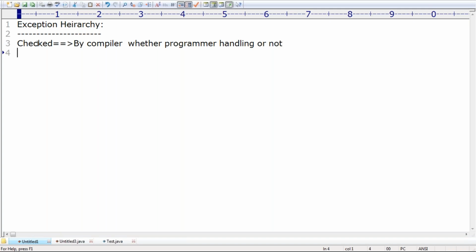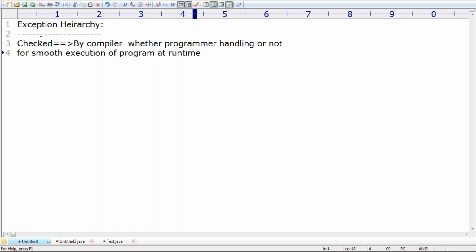Why is the compiler going to check? For smooth execution of the program at runtime. Even if that exception comes, if the programmer already has a catch block, at runtime the program execution will be very smooth. That's why the compiler checks some exceptions. Those exceptions are by default considered checked exceptions, right? Everyone is able to understand? Yes. Okay, that's all, sir. This is the meaning of checked exceptions, right?